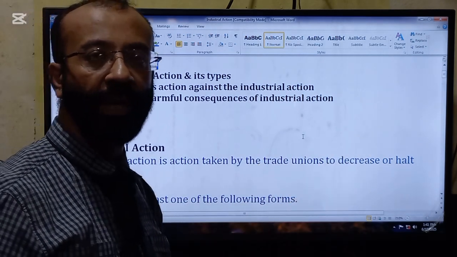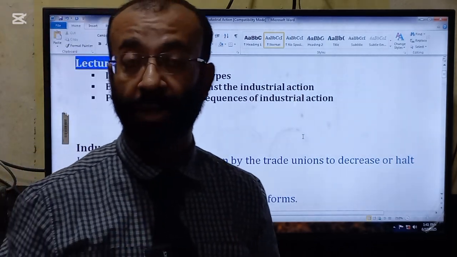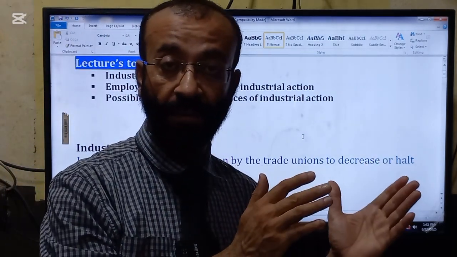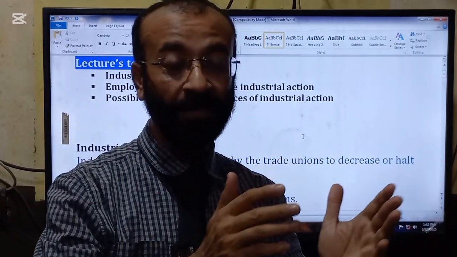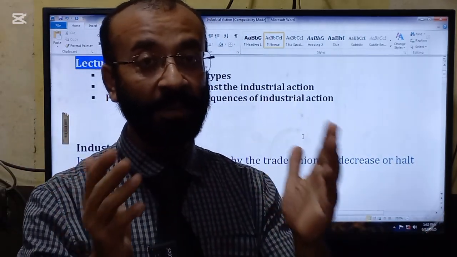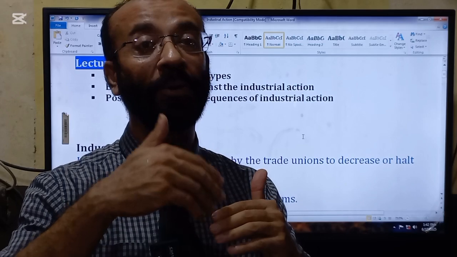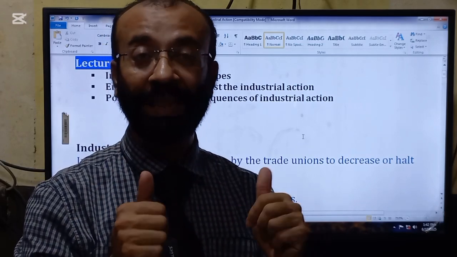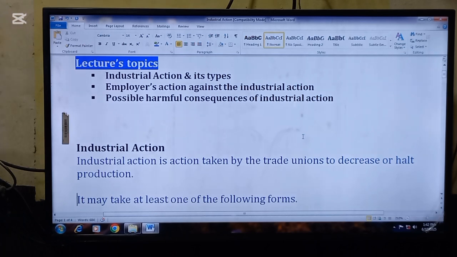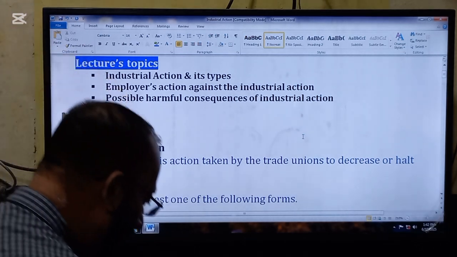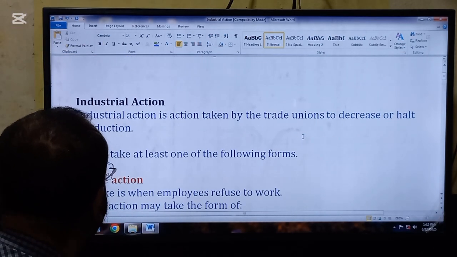So actually, we are going to read the industrial action. So the action from the employers and then employers' reaction, and because of the action and reaction, the consequences. So these are the things which we are going to read now. So concentrate now. First, we are going to read the definition of the industrial action.